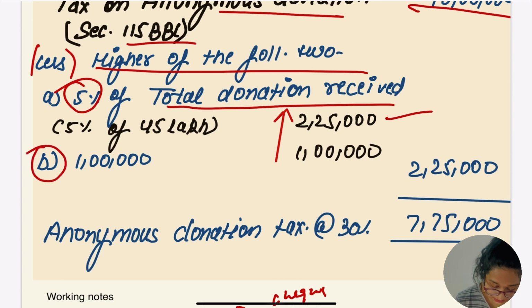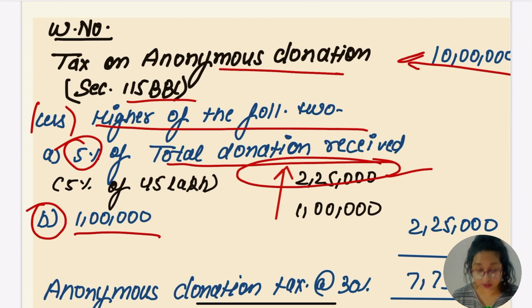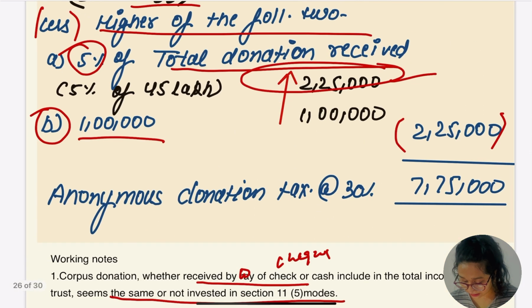The second part, B, is saying 1 lakh. We have to deduct the higher among these two. First, 5% of total donation received, which is 2,25,000. Second is 1 lakh. Whichever is higher is definitely 2,25,000, which is 5% of the total donation received. So 2,25,000 is going to be deducted from the 10 lakh, the total anonymous donation.